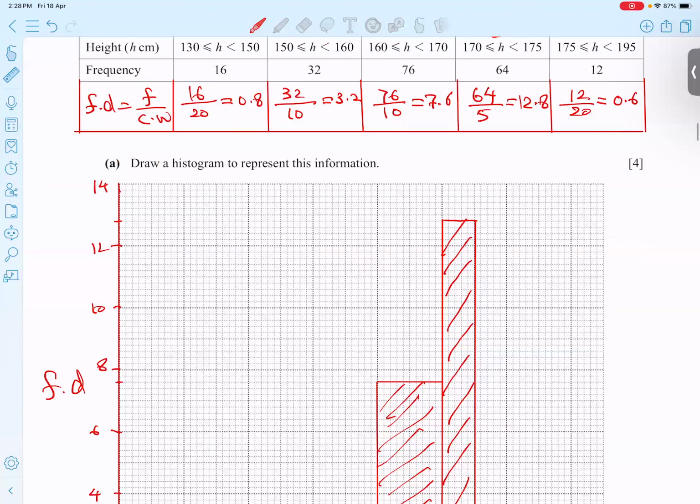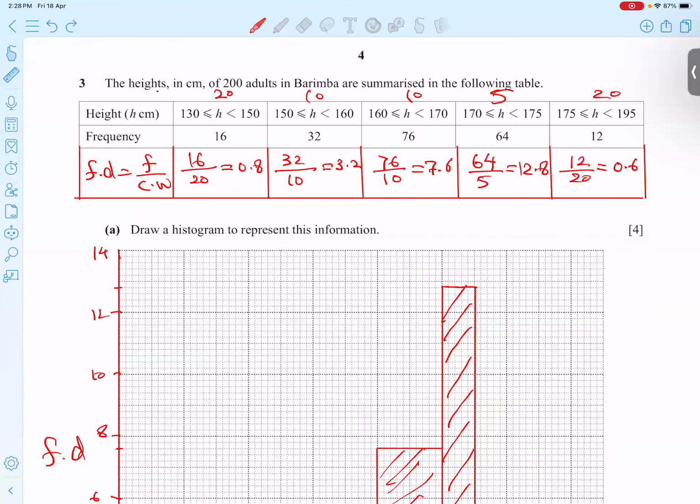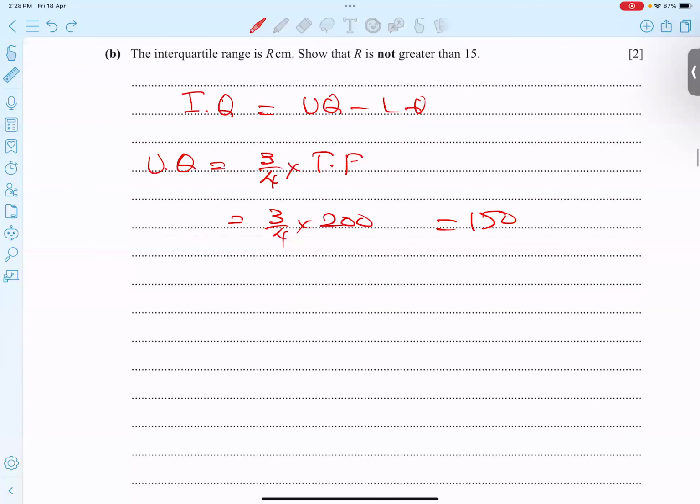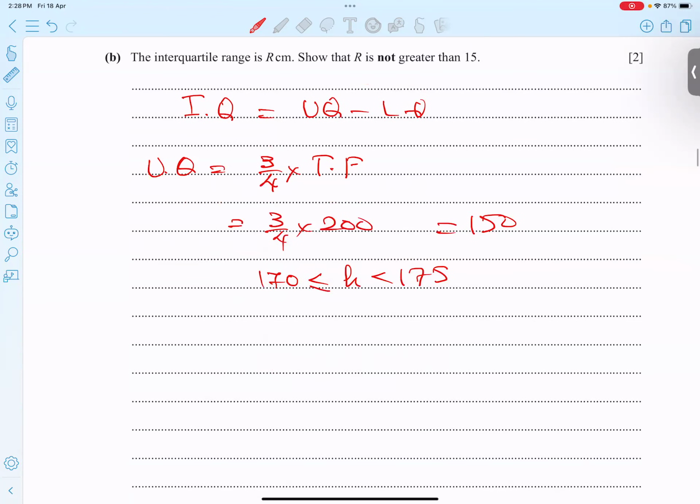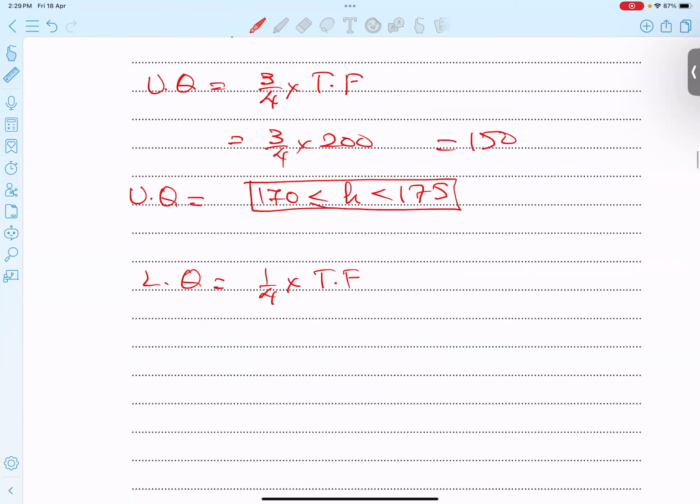So the 170 to 175 interval. So this is the upper quartile interval. Same way, let's go for the lower quartile interval, 1/4 of the total frequency. 1/4 of 200, I got it here, 50.